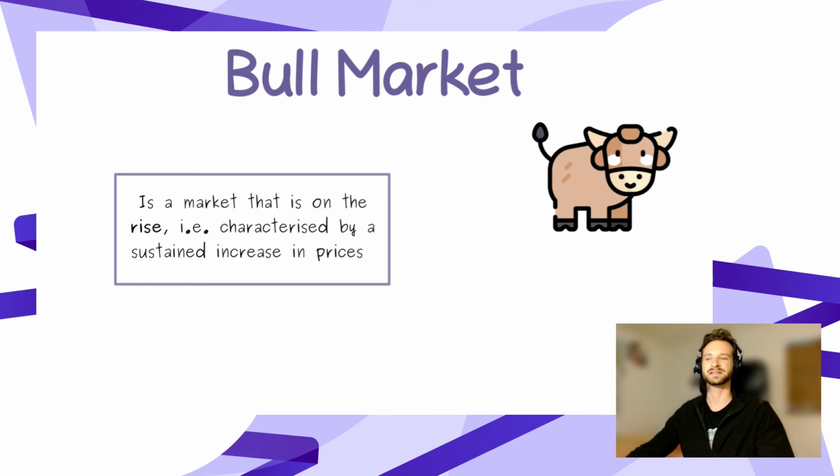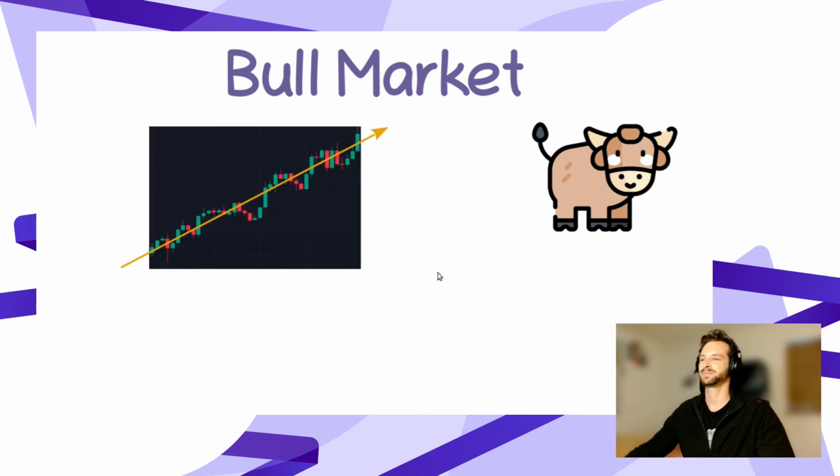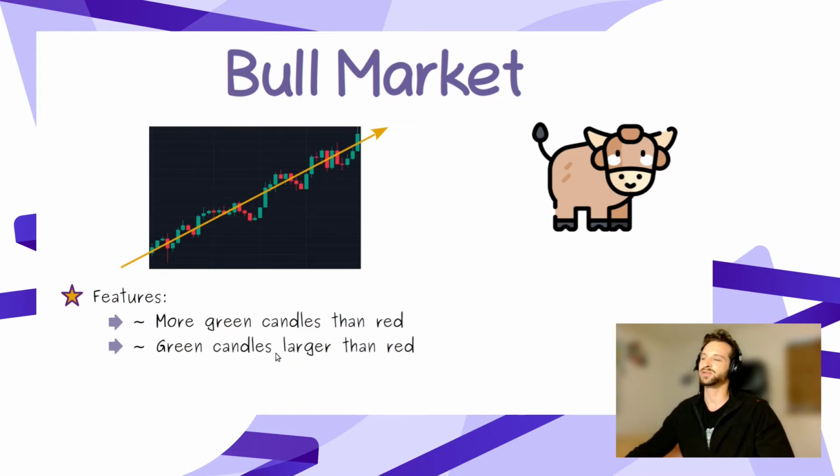That's the bull market. What characterizes a bull market is a market that is on the rise. In other words, it is characterized by a sustained increase in prices. This is a typical example of a bull trend, where you can see that the underlying trend goes up and you have the oscillation around it because of volatility. So what are the key features? Well, on average, you will generally have more green candles than red, and the green candles will in general be larger than the red ones.